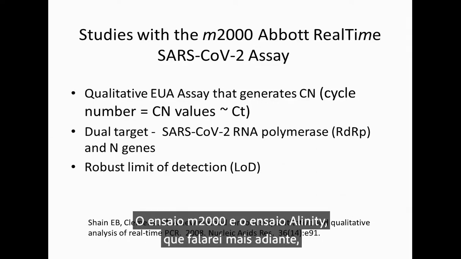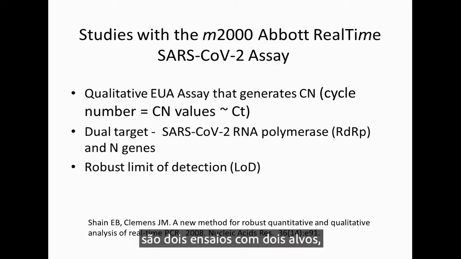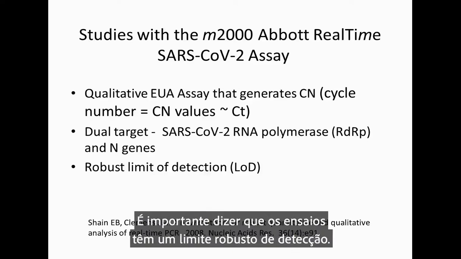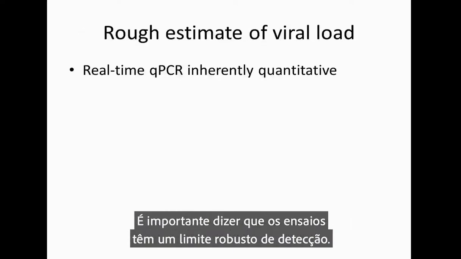The M2000 assay and the Alinity assay that I'll tell you about later are both dual-target assays, so they're detecting two targets within the SARS-CoV-2 virus. And importantly, the assays have a robust limit of detection.